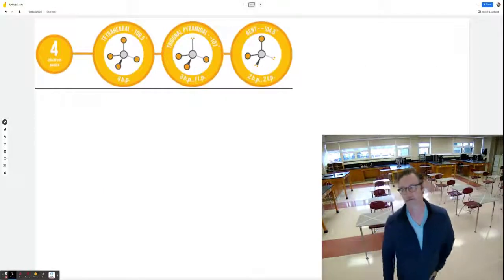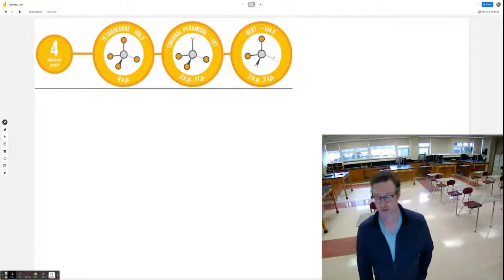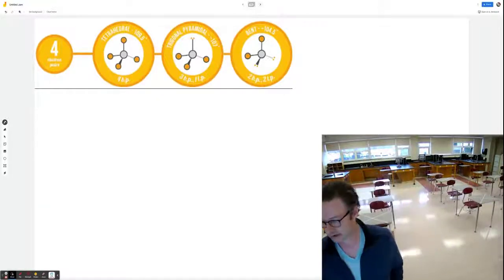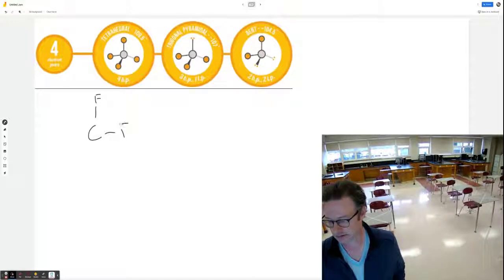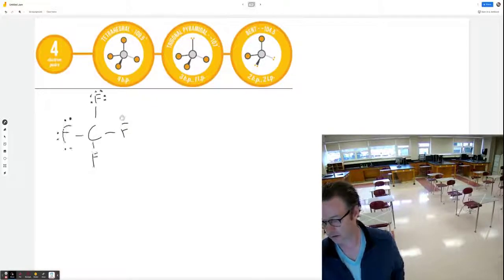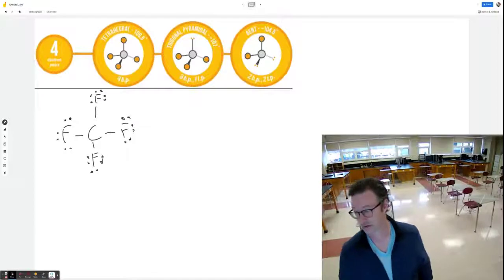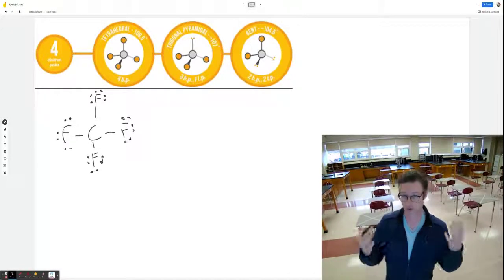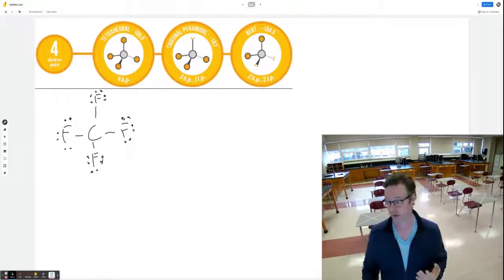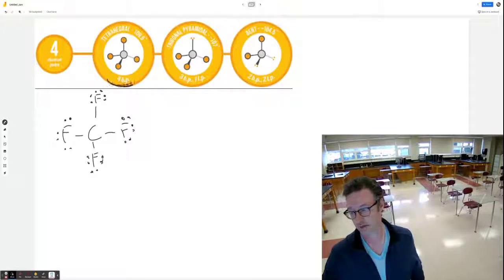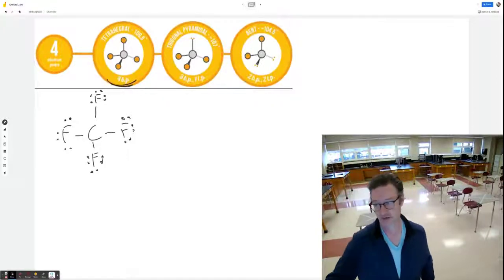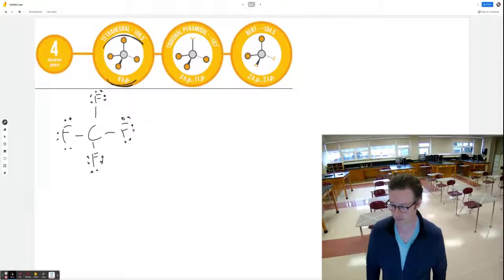Okay, now we're on to the 4-pair geometries. So the first one would be something like one I showed in class, CF4, and this has a central atom with 4 atoms connected to it. Okay, so 4 regions of electrons, 4 atoms connected to it, no lone pairs. So that's 4 bonds, no lone pairs. It's called a tetrahedron, okay, tetrahedral shape.